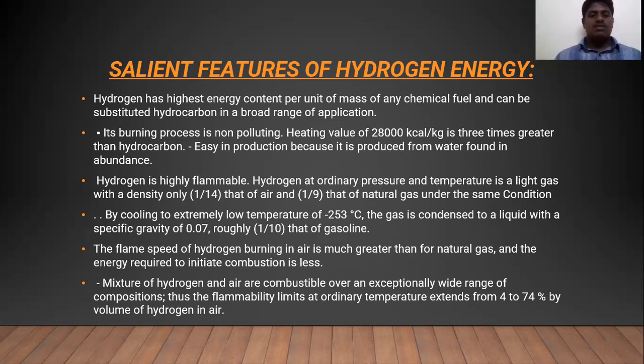The flame speed of hydrogen burning in air is much greater than for natural gas, and the energy required to initiate combustion is less. Mixtures of hydrogen and air are combustible over an exceptionally wide range of compositions. Thus, the flammability limits at ordinary temperature extend from 0.4 to 74% by volume of hydrogen in air.